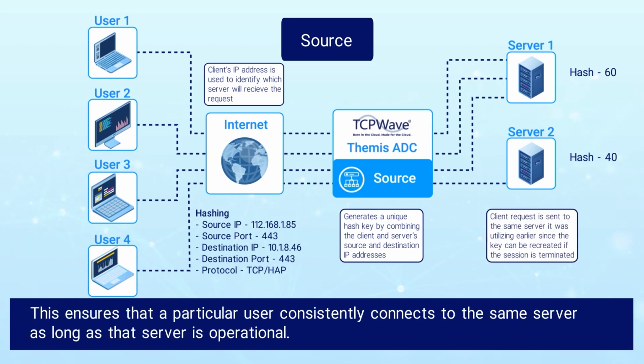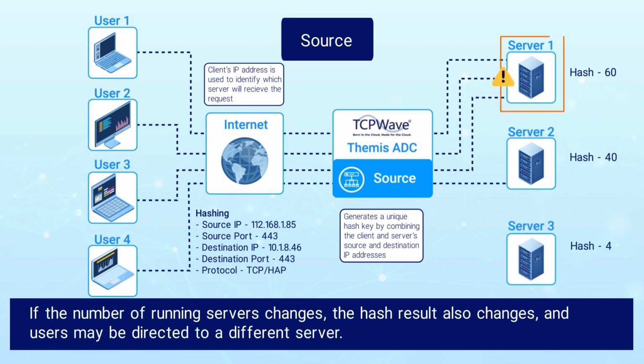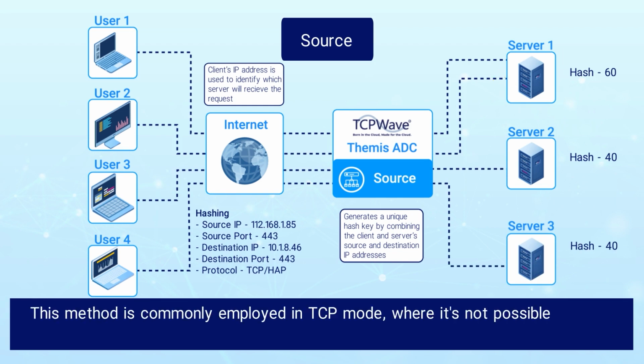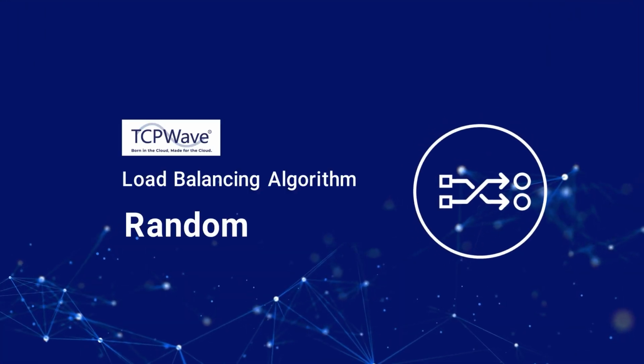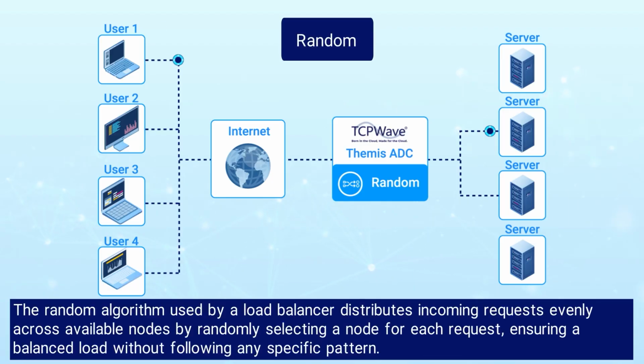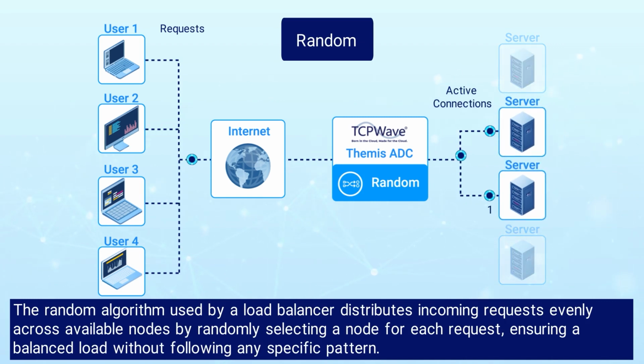This ensures that a particular user consistently connects to the same server as long as that server is operational. If the number of running servers changes, the hash result also changes, and users may be directed to a different server. This method is commonly employed in TCP mode, where it's not possible to insert cookies. Random. The random algorithm used by a load balancer distributes incoming requests evenly across available nodes by randomly selecting a node for each request, ensuring a balanced load without following any specific pattern.